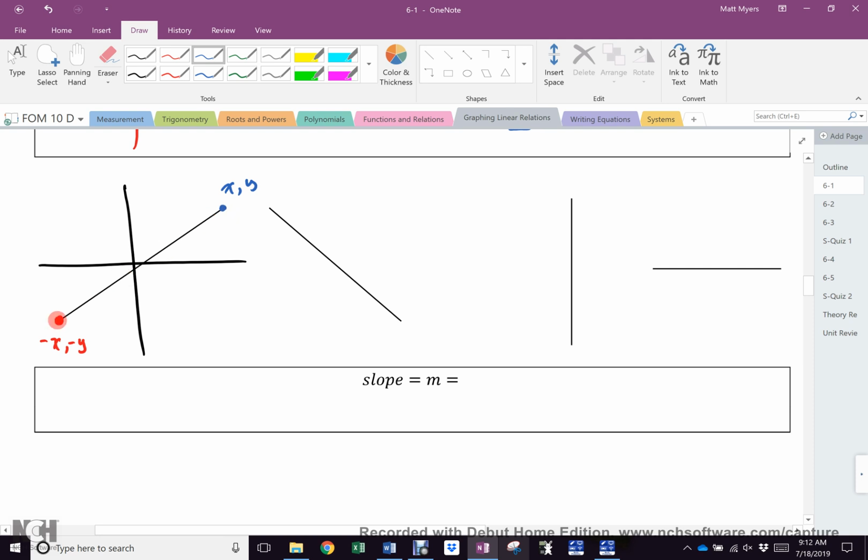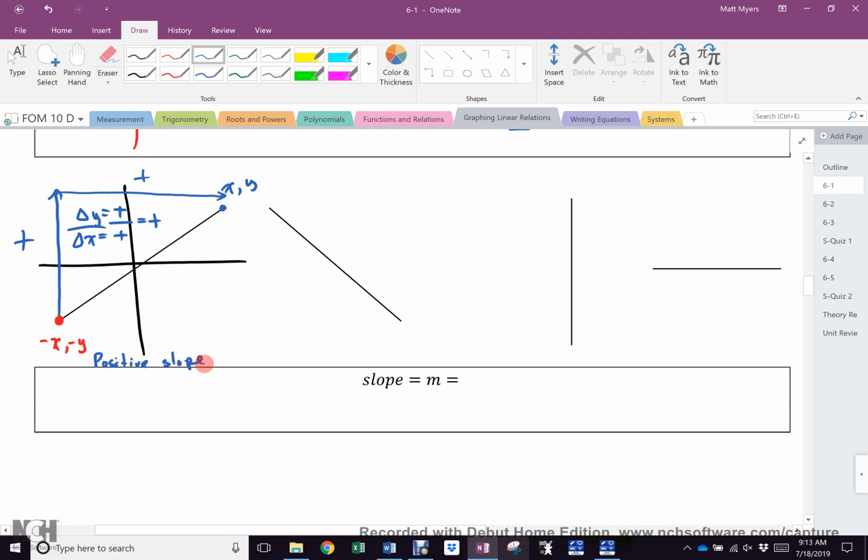If I wanted to get from here to here, I would have to go up on the y-axis, wouldn't I? Which is positive. Agreed? Then I would have to turn right on the x-axis, which is positive. Agreed? So my change in y was positive because I went up. My change in x was positive because I went right. If I do positive divided by a positive, I get a positive number, don't I? So this is what we call a positive slope.